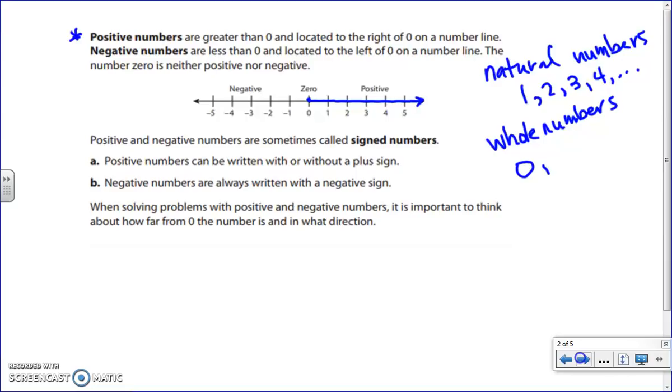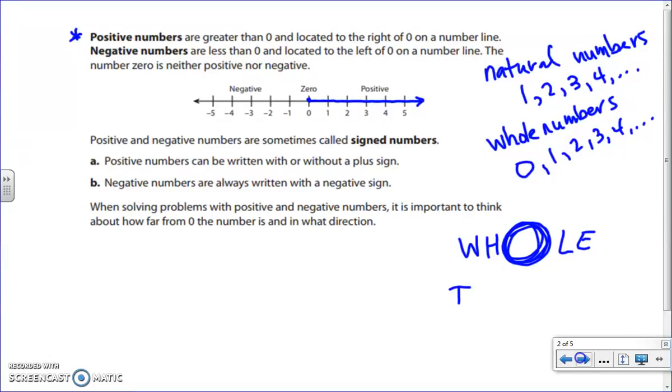The next category of numbers are the whole numbers. Whole numbers start with 0, and they are also all the natural or counting numbers as well. So the only difference between the natural numbers and the whole numbers is the number 0 is included. And if you look at the word whole, you notice that there's a big fat 0 or an O in the middle of the word whole. So that's how I remember that whole numbers start at 0 and increase with the counting numbers or the natural numbers. Okay.